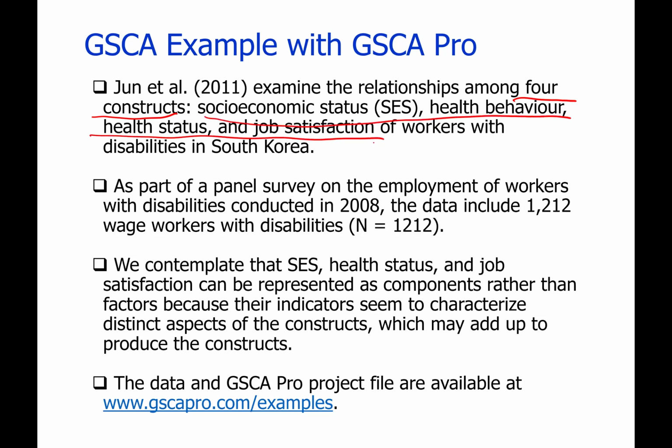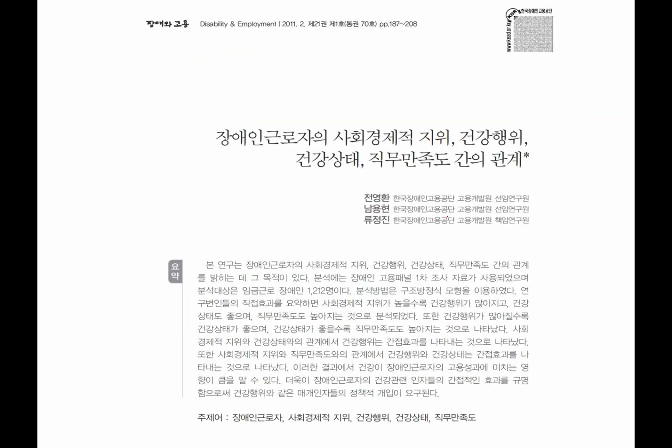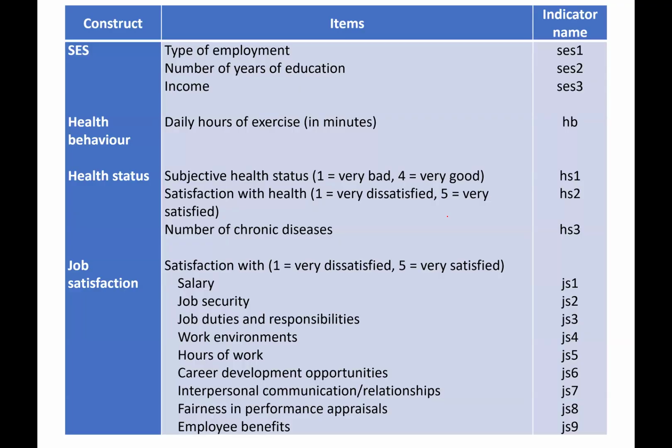And we consider all these constructs to be represented as components, because, as I will show you on the next slide, their indicators, the items, seem to be quite heterogeneous, which means these indicators represent different aspects of their constructs. This is why we use components. And the sample size is over 1,200. This is just the paper written in Korean, so we do not need to worry about this one. This is the paper, and these are the items or indicators for these 4 constructs.